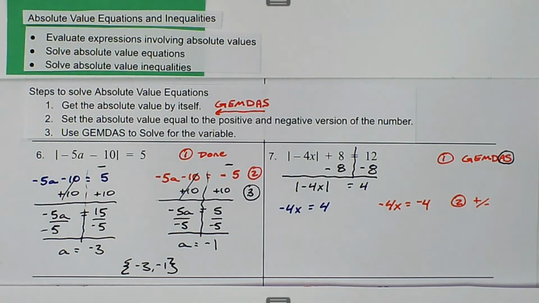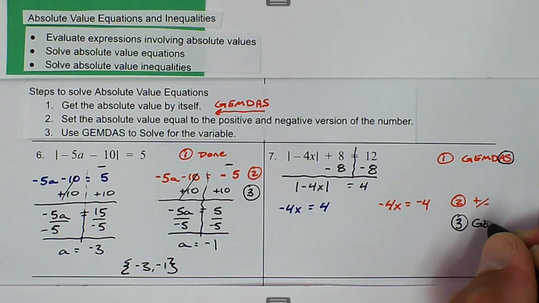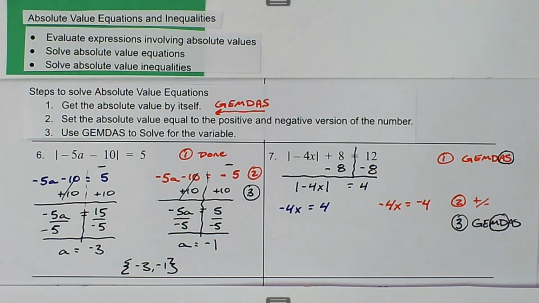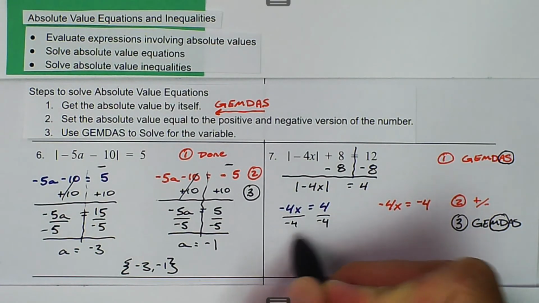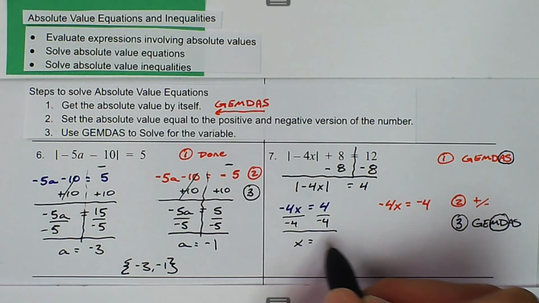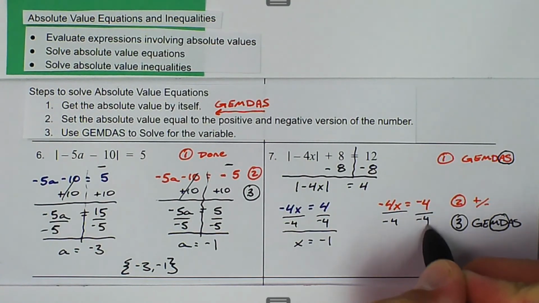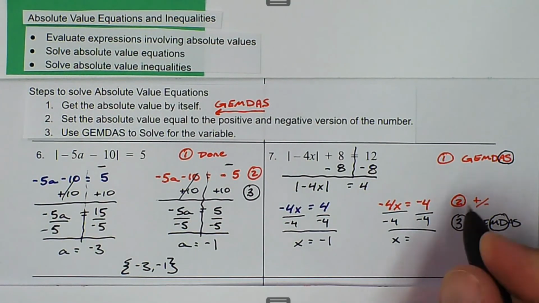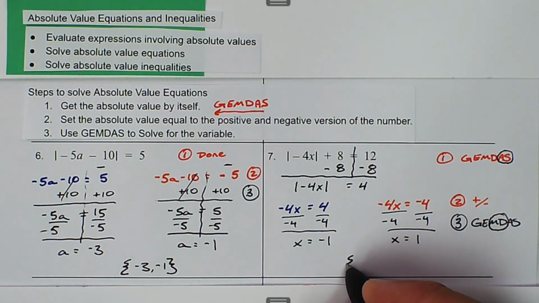Then we just have to go back to step number 3, which is basically step number 1 again, and that is GEMDES. And for this one, we have multiplication, so we're undoing multiplication by division again. So that's our inverse operation. So we can divide by negative 4, and then we get x is equal to negative 1. And over here, we divide by negative 4. And then we get x is equal to positive 1. So then we have, for our answer, this set of negative 1 and 1.